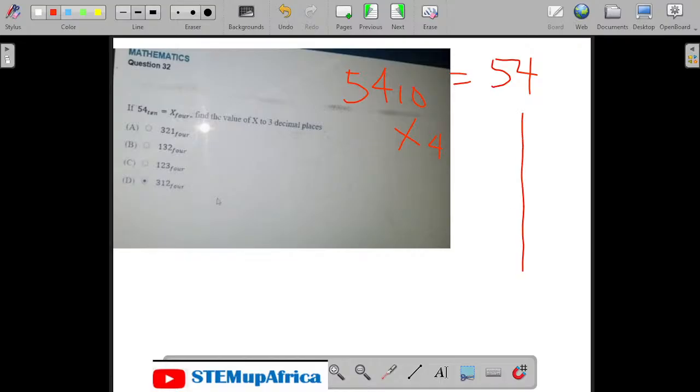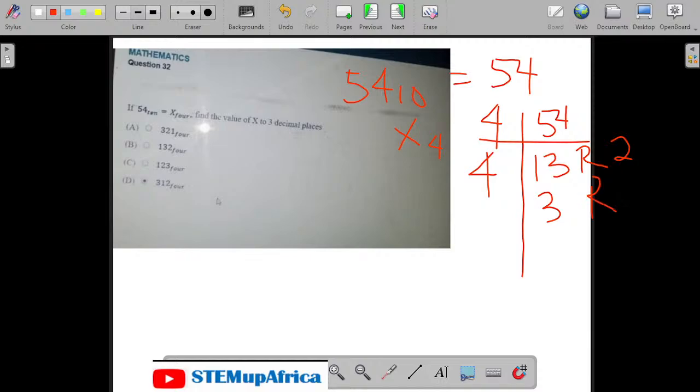So I will draw a long division. Here becomes 54. The first division is 4. So what is 54 divided by 4? That will give us 13 remainder 2. So 4 can go through also. 4 into 13, that will give us 3 remainder 1. Then 4 into 3, that is 0 remainder 3.